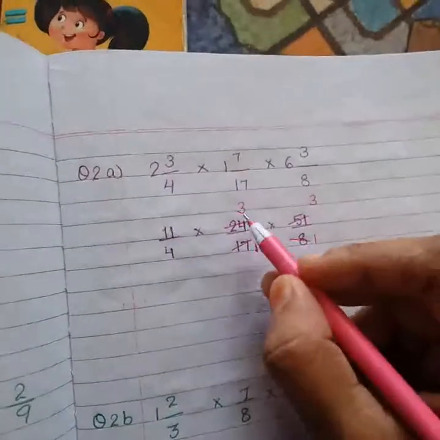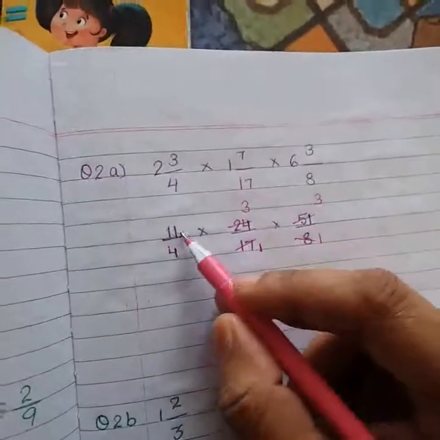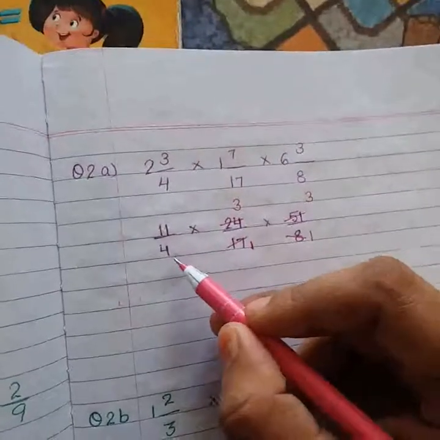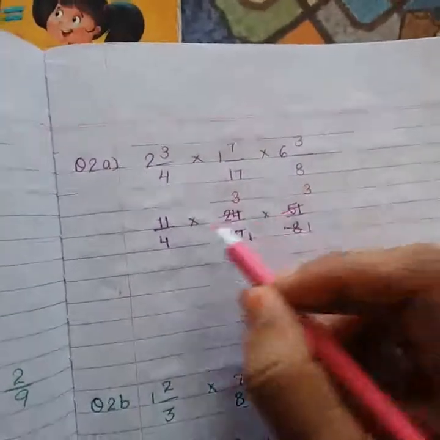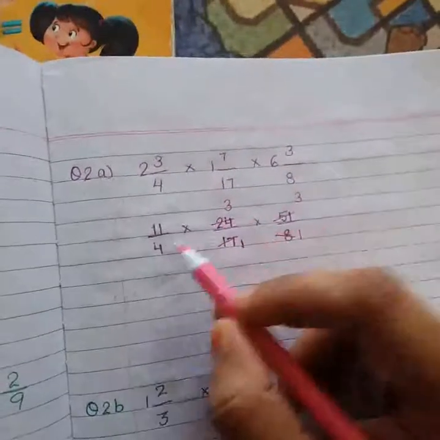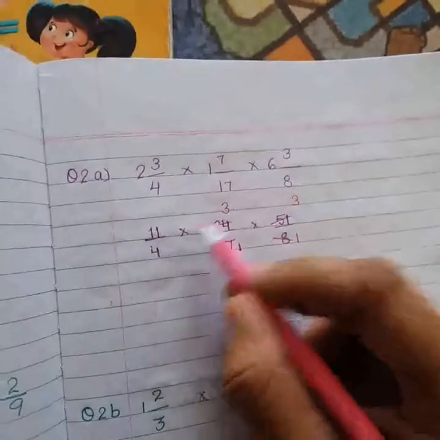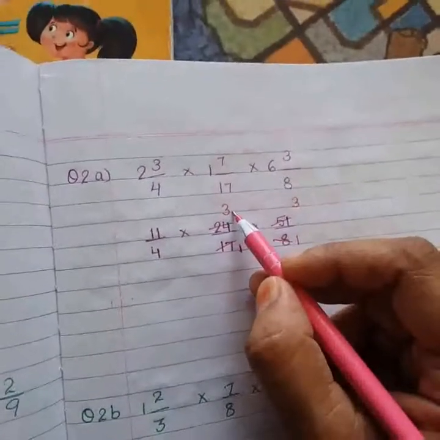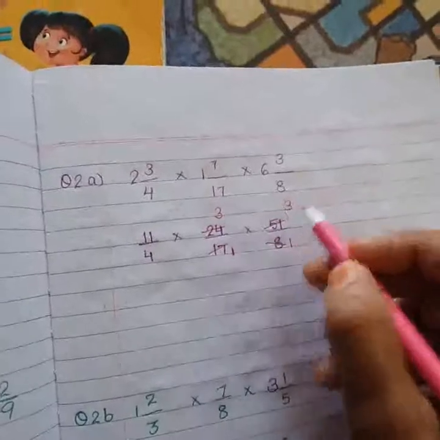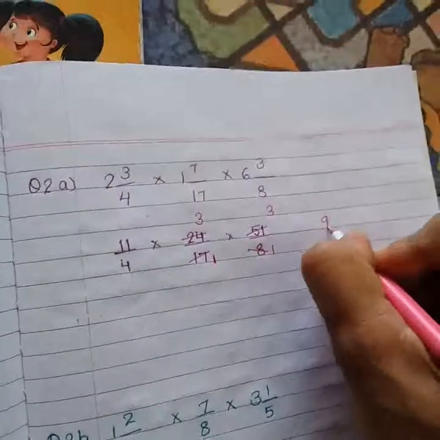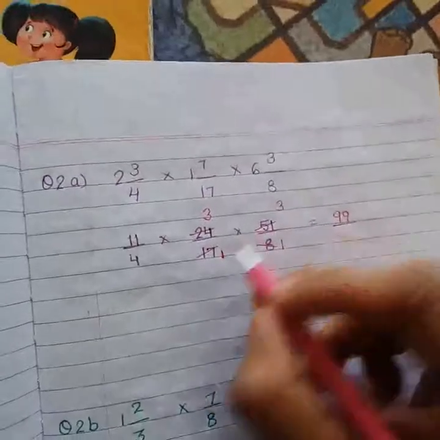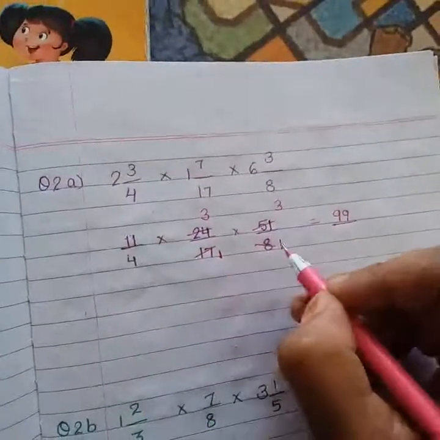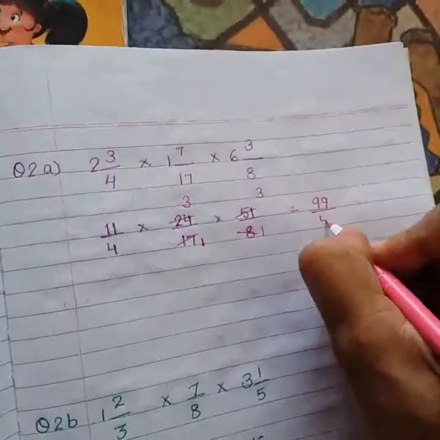Now ऊपर बचा है 3 and 3 and 11. नीचे है सिर्फ 4. अब 4 की टेबल में ये तीनों नंबर डिवाइड नहीं जाएंगे. So we will leave it as it is. Now we have to multiply 11 into 3. 11 3s are 33 and 33 3s are 99. And denominator में हमारे पास बचा है 4 multiplied by 1 multiplied by 1, that is 4 only.